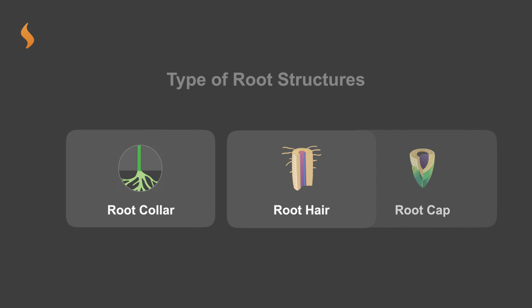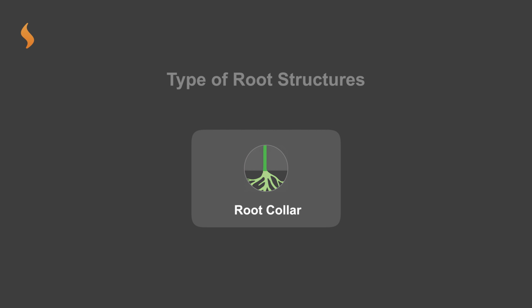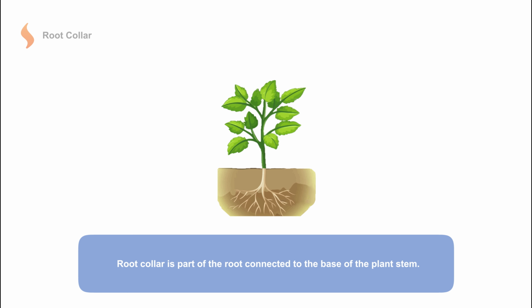There are three types of root structures: root collar, root hair, and root cap. The first type of root structure is root collar. Root collar is part of the root connected to the base of the plant stem.